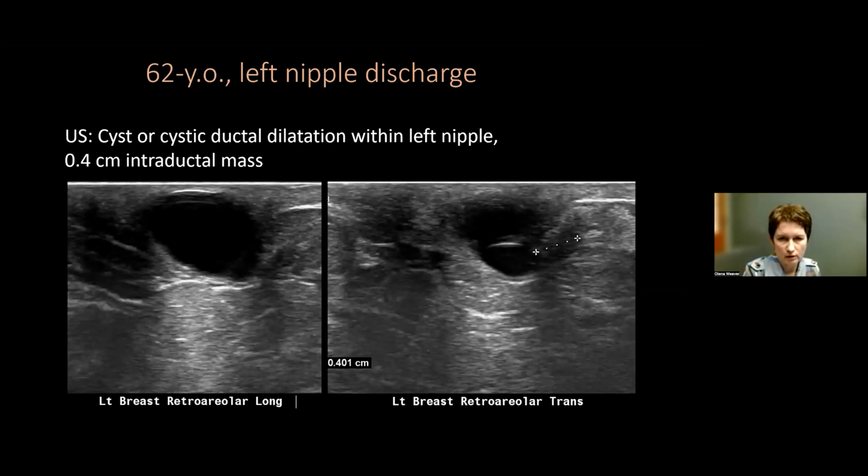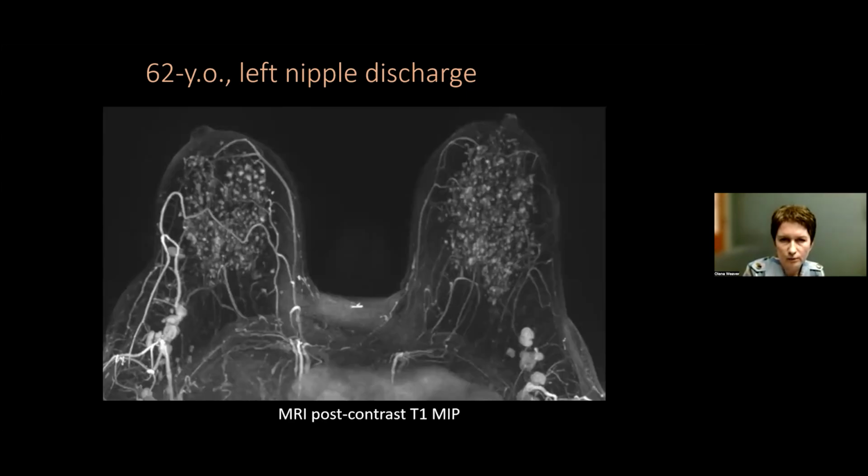Just to explain the whole story behind this, she did undergo bilateral ultrasound. We found either a cyst or cystic duct dilatation within the left nipple and right under the left nipple, and possibly an underlying hypoechoic mass right next to it, because, of course, her nipple discharge is a potentially concerning symptom. So we took it seriously and we were working it out.